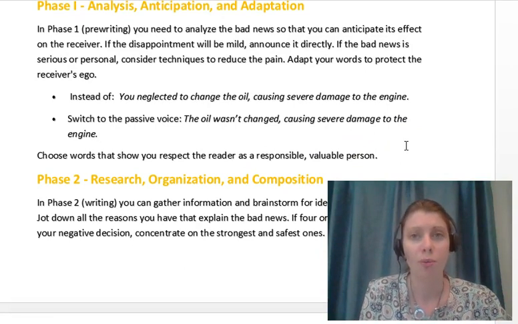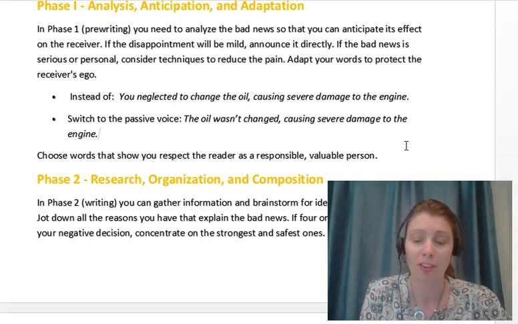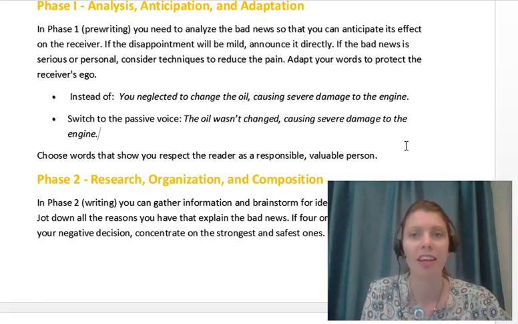Choose words that show that you respect your reader to be a responsible and a valuable person to you. Yes, you might be angry and you want to say some nasty words, but if you want to maintain some kind of relationship with them, especially professionally, be careful how you say what you want to say.